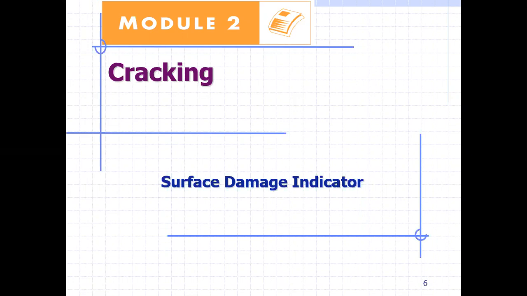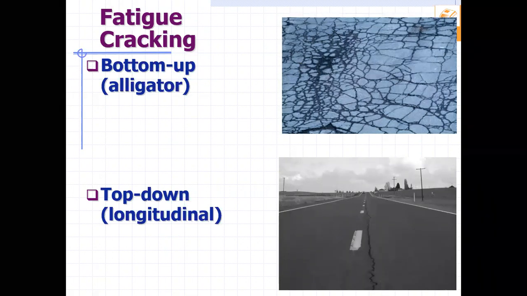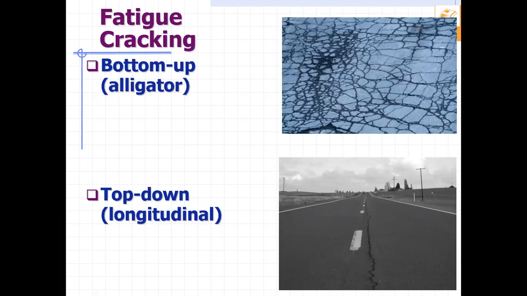So the first that we're going to look at is cracking, which is the surface damage indicator for the amount of cracks that a pavement might have. And there are two types. One could be fatigue cracking. It's called alligator cracking, and it's the picture on the top right. The other one is called longitudinal or top down, and it's the picture on the bottom right.